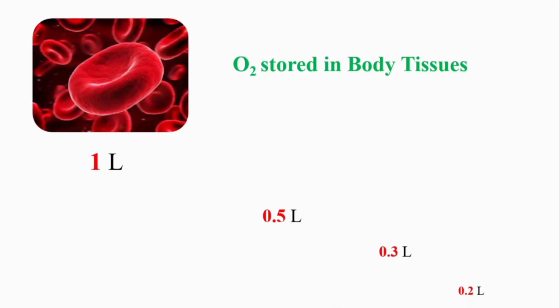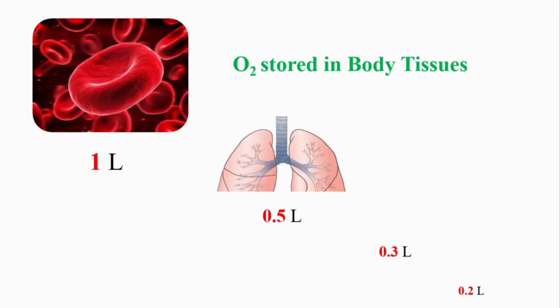Now, our body normally contains about 2 liters of stored oxygen which can be used for exercise. About 1 liter oxygen is bound with the hemoglobin in the RBCs. Then 0.5 liter oxygen is present in the lungs, as you can see here. Then 0.3 liter is stored in the muscles bound with the myoglobin. And lastly, 0.2 liters is dissolved in the body fluids.